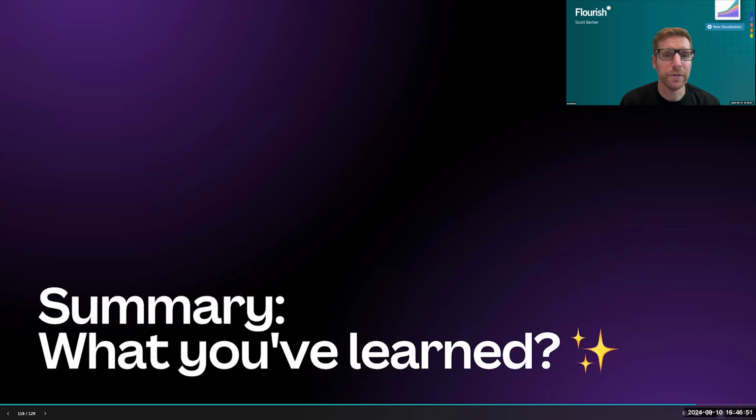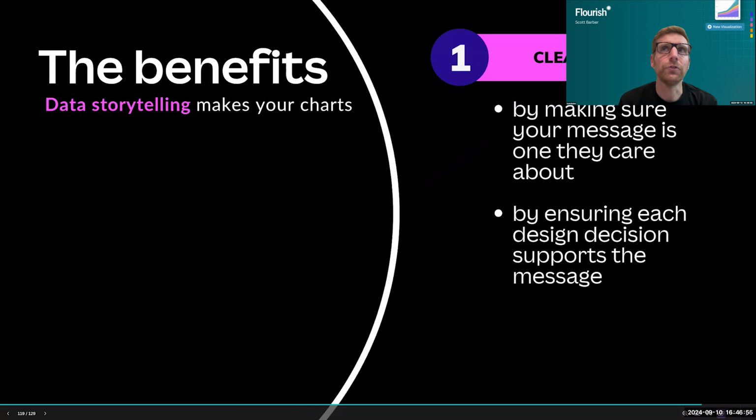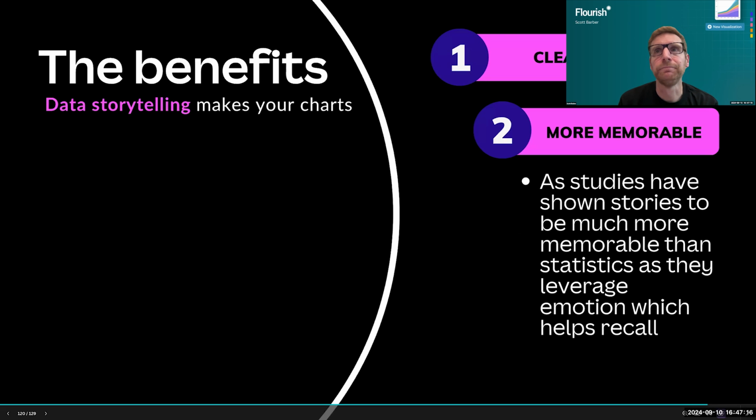So we're just going to summarize some of the things we've learned about storytelling. So first of all, what are the benefits? Obviously it makes it clearer and more obvious what you want them to take away as the main data story point. Don't make the reader do the work of guessing what your key message is. Really lead them to that decision using your design decisions as you go.